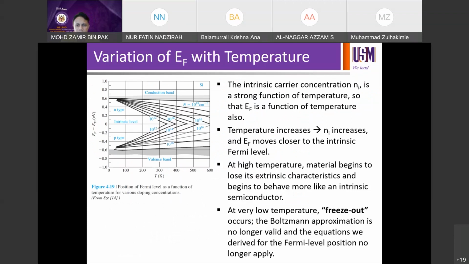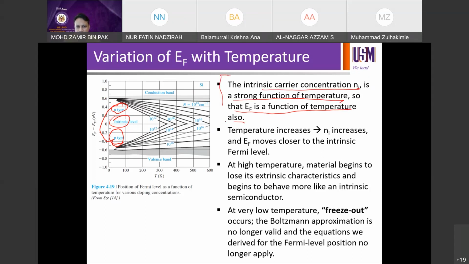The intrinsic carrier concentration Ni can be discussed either in intrinsic conditions or in extrinsic conditions, extrinsic n-type or p-type. So it can be discussed in either. The intrinsic carrier concentration Ni is a strong function of temperature, so your EF is a strong function of temperature as well.